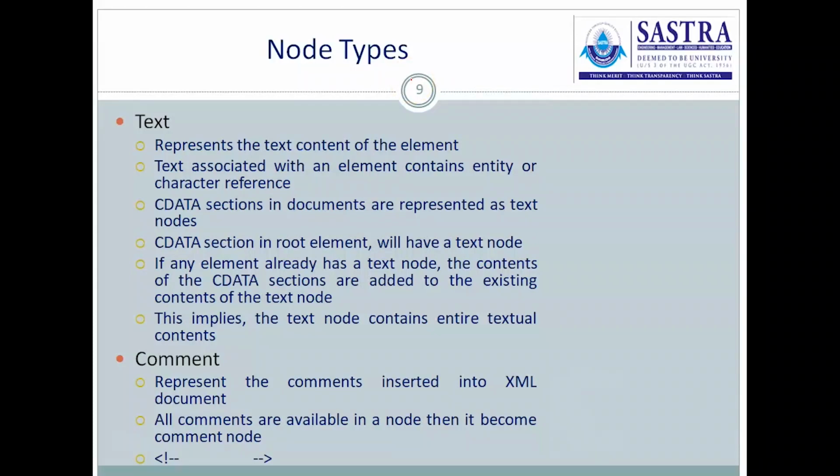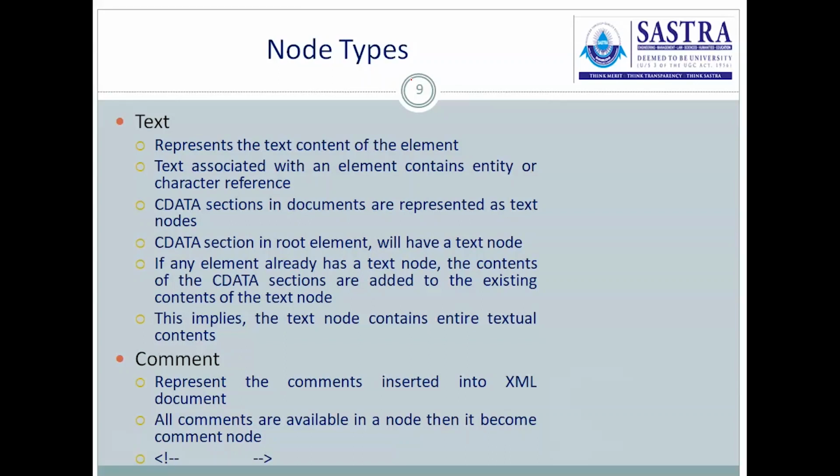The next node type is text. It represents the text content of the element. In each and every element, if you want, you can associate text content with the element. Generally, the text content may take the form of an entity or character reference. CDATA sections, which we discussed in the earlier videos, contain all character data. So a CDATA section in the document is represented as a text node.